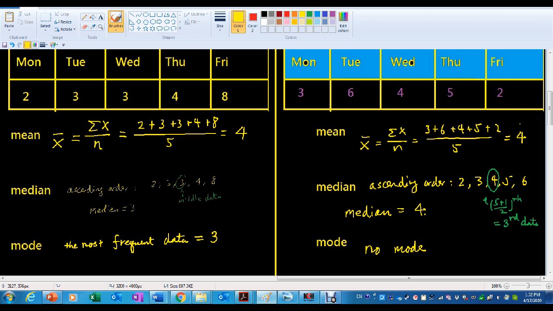Okay, but for Jimmy's data, the center should be 4 because 2 out of 3 measurements are 4, for both mean and median, right? And there's no mode. So you see, even though they have some similarity in terms of centers for both sets of data, they are not entirely the same. That's why we need more than one measure to find the so-called center of the data.